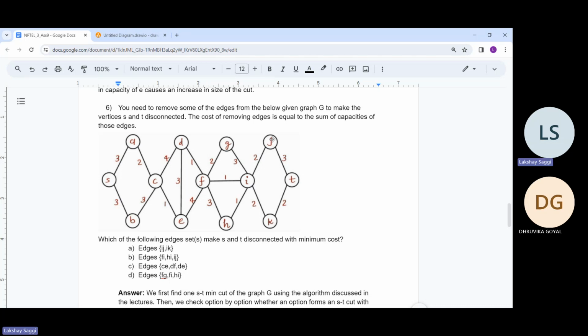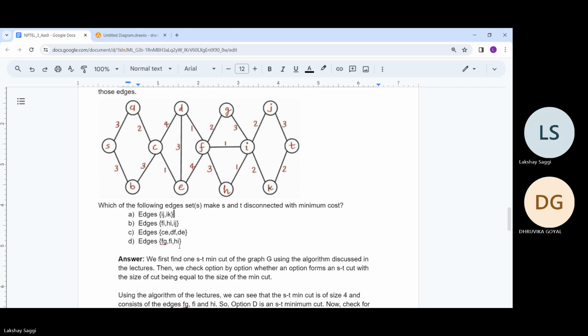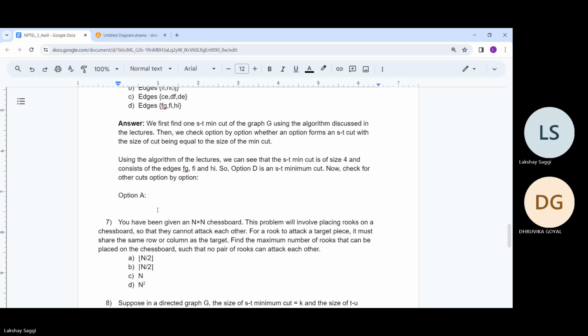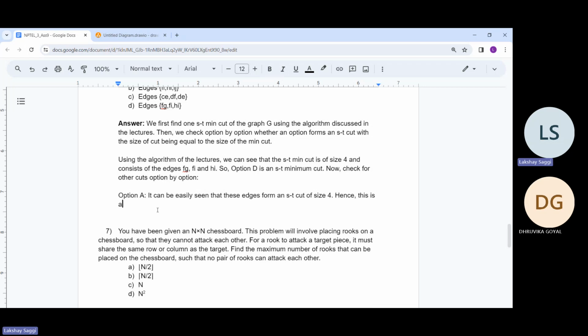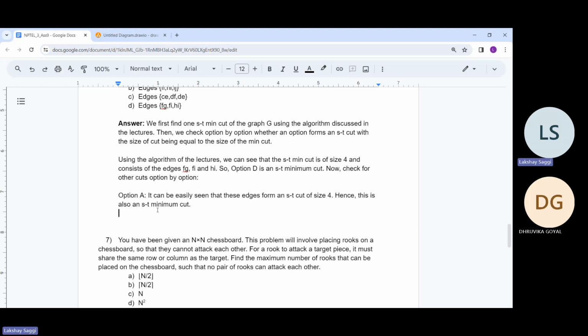And it can be seen easily that this IJ and IK, both edges are of size 2. So 2 plus 2 is actually equal to 4 only. So the size of this cut is nothing but 4. So actually this also forms the minimum cut. It can be easily seen that these edges form an ST cut of size 4. Hence, this is also an ST minimum cut. So option A is also an ST minimum cut.